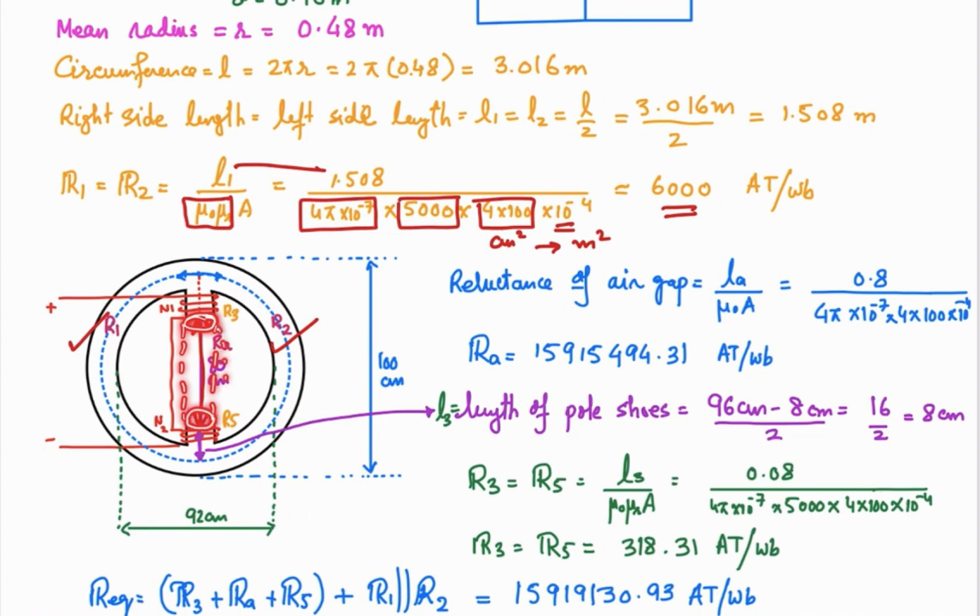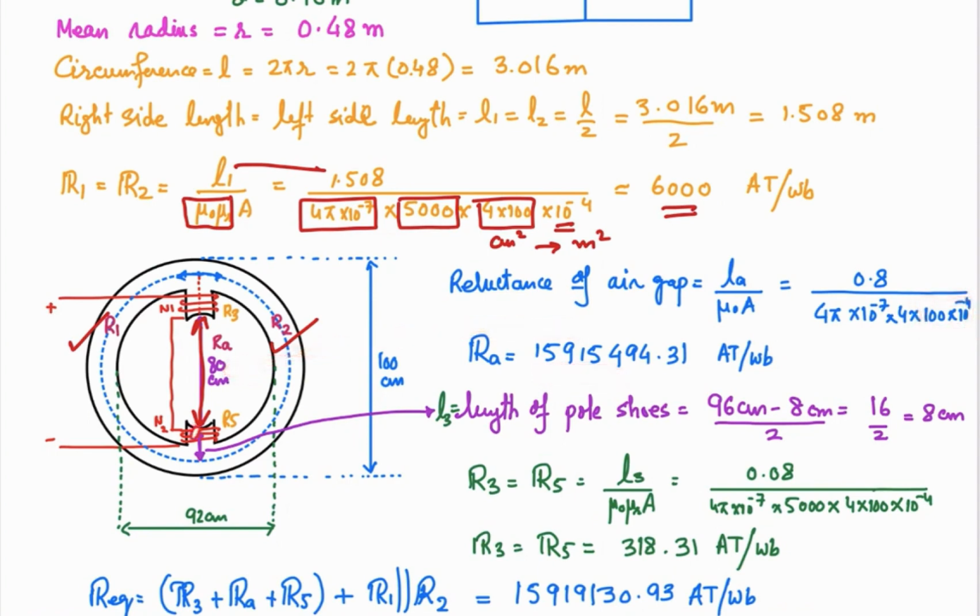If there is a fringing effect, that will be given to you, maybe 5% or 10%, then that may be accommodated while considering the area of the air gap, that may be increased. But over here I am neglecting the fringing effect, that's why I am going to consider the same area as that of the cross sectional area of the core structure. So the reluctance of the air gap is calculated like that.